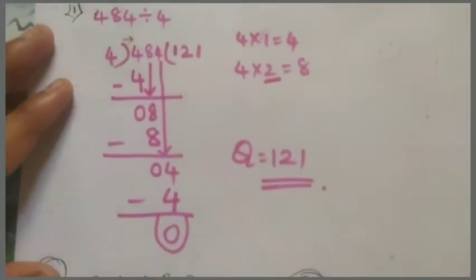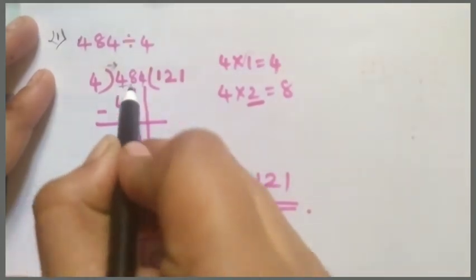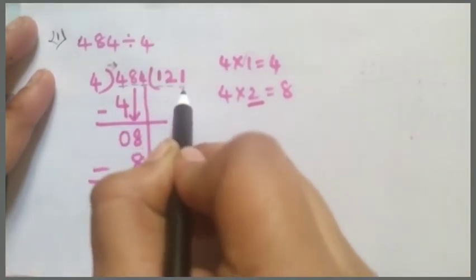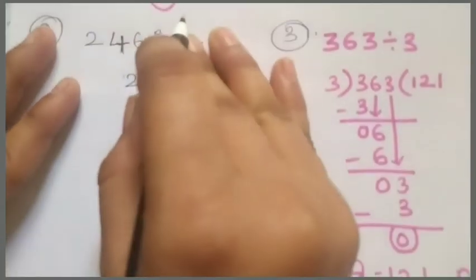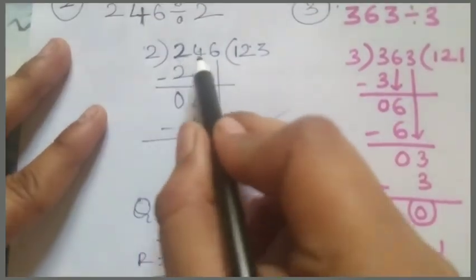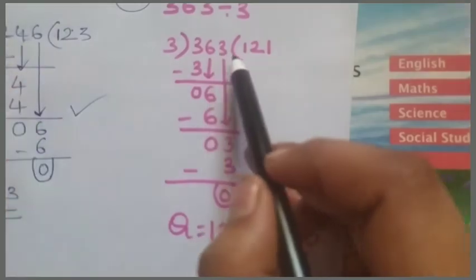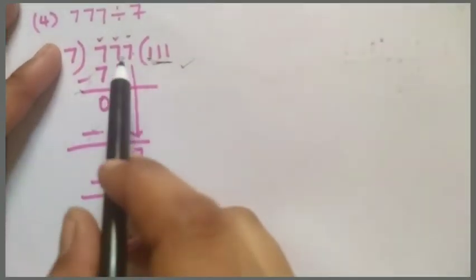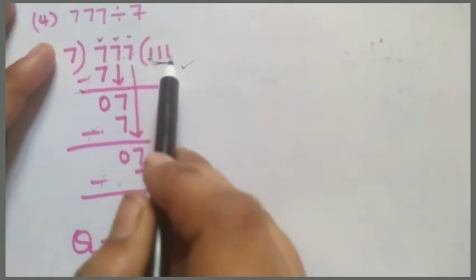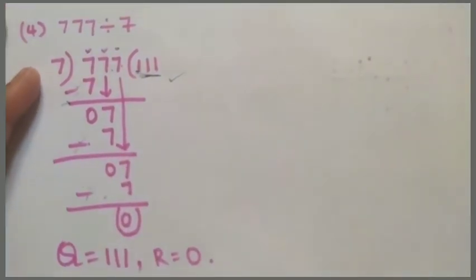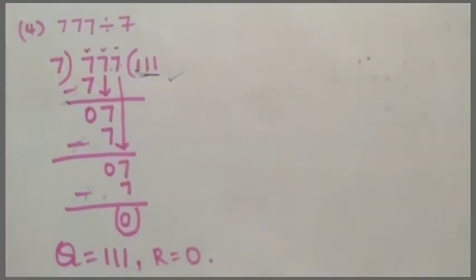Look here, for the first one it is a 3-digit number, so we got a 3-digit quotient. Here this is also a 3-digit number, so we got a 3-digit quotient. This is also a 3-digit number, so we got a 3-digit quotient. I hope you understood these problems. These are divisions of 3-digit numbers without regrouping.